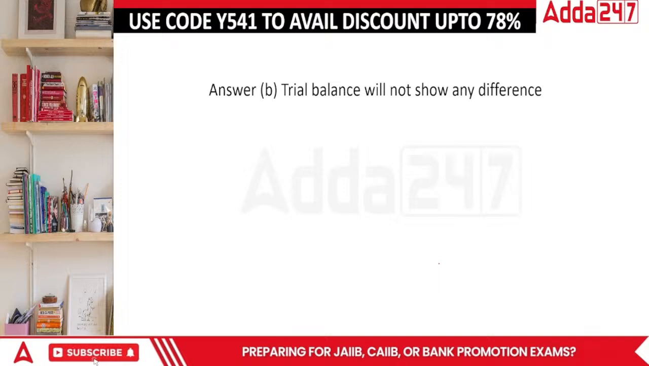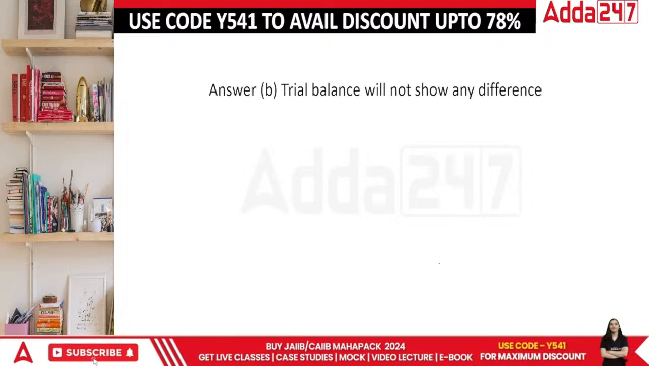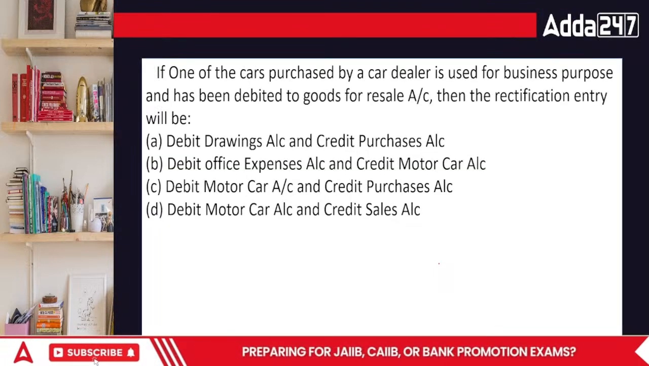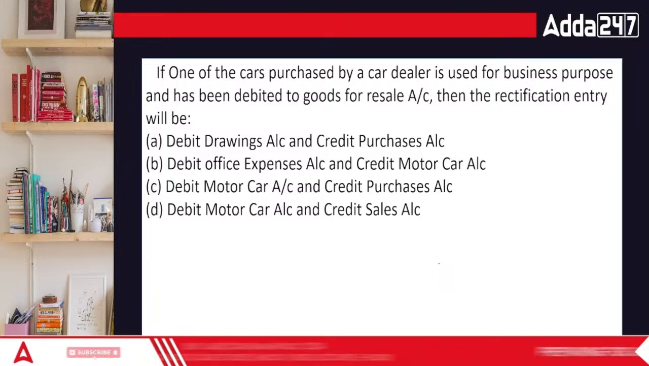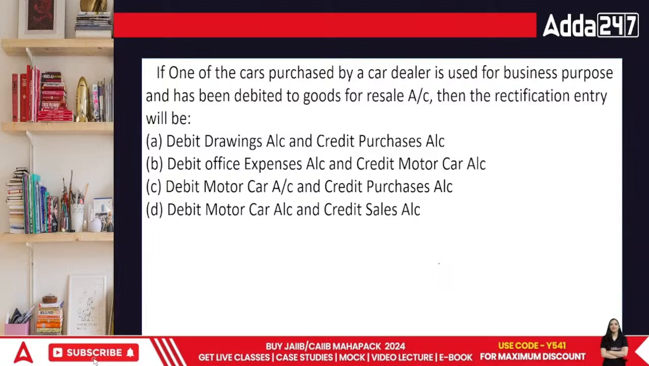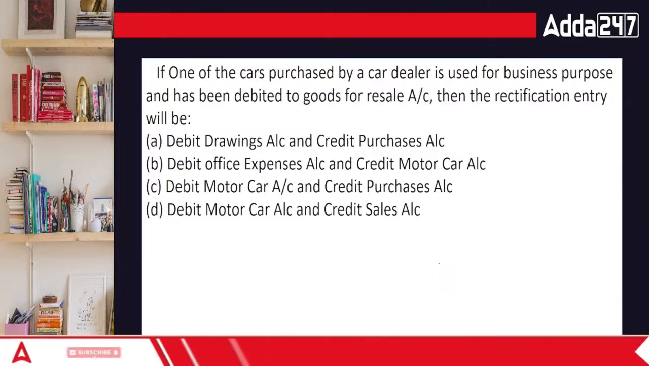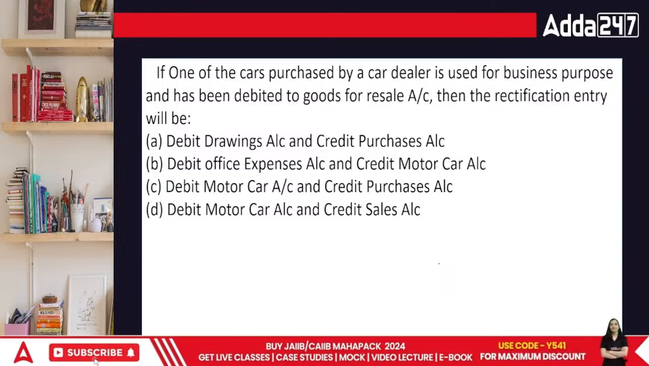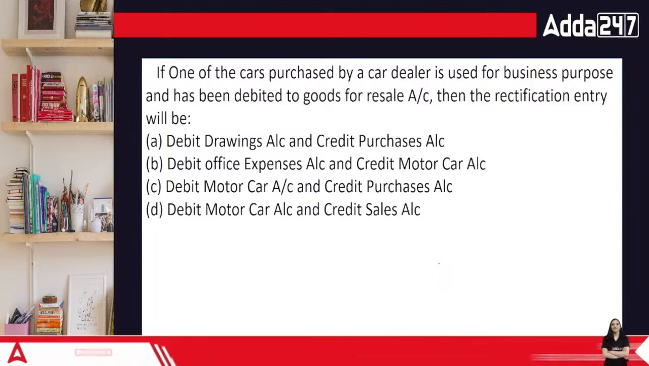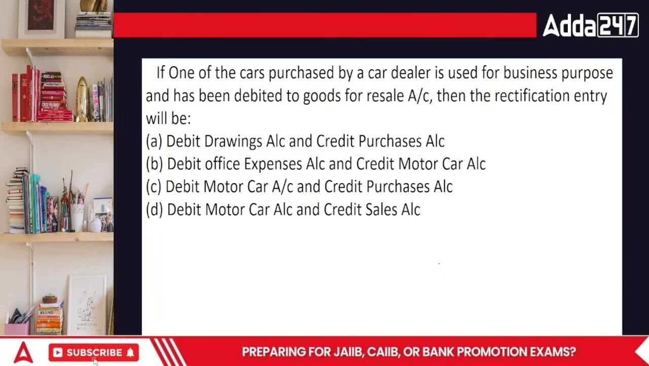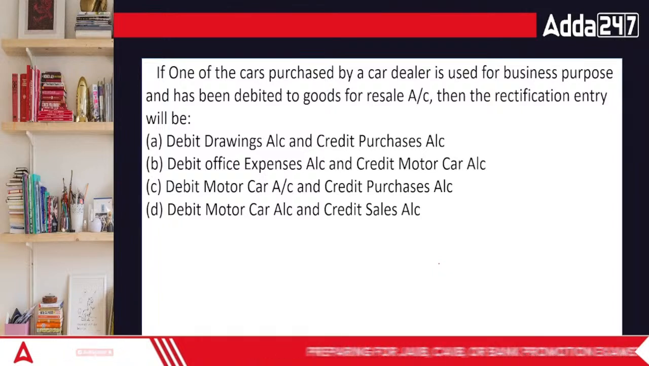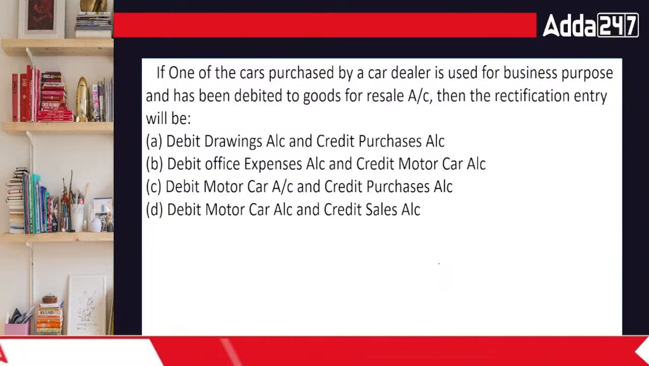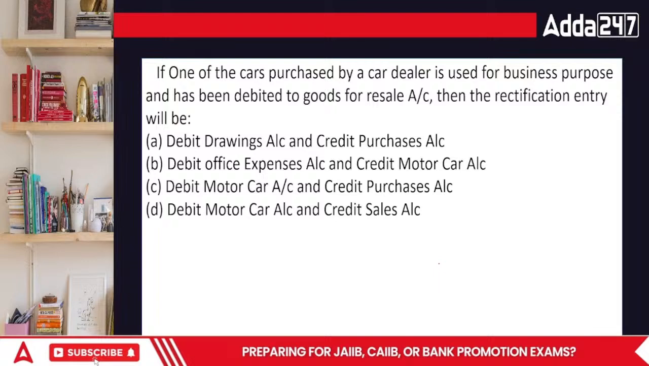Chali. Now, let's look at it. If one of the cars purchased by the car dealer is used for business purpose, this particular car is basically bought by the car dealer. Obviously, if he's already a car dealer, he's just buying and selling things. But he got the specific car for the business. That means right now it's not a good that he's purchasing and selling. It's an asset that he decided to keep for the business and it has been debited to the goods for resale. This would be debited to the goods for resale.